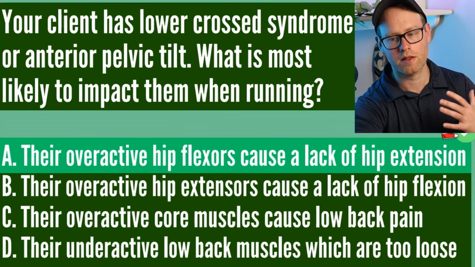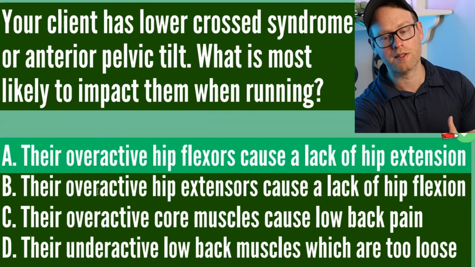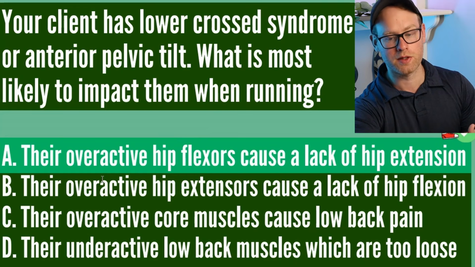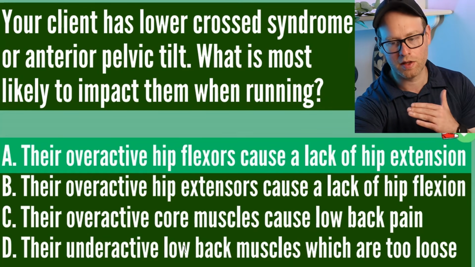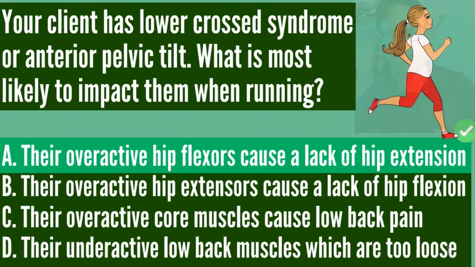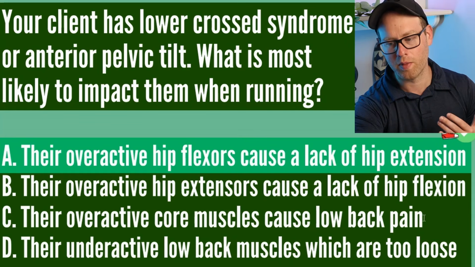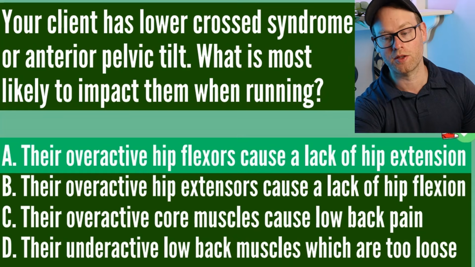So if you get a question like this, the best thing that you can do is just go through each one of the answers and see if the overactive and underactive muscles actually line up with what you're looking for. So if we're looking at D, their underactive low back muscles are too loose. That would not be what is actually happening here. Their low back muscles would be overactive and they would be too tight. So we can rule out answer D right away. Their overactive core muscles cause low back pain. It's the opposite. So their core muscles would be underactive, which could potentially cause some low back pain, but again, this is incorrect, so we know C is also not the correct answer.